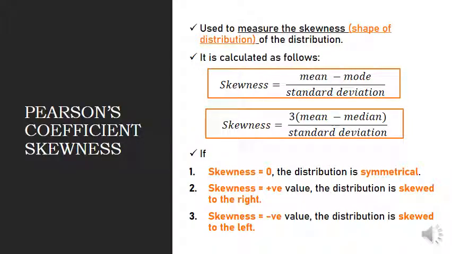So, Pearson coefficient of skewness is used to measure the skewness or shape of distribution, and it is calculated as follows. So, to determine the shape of distribution using PCS, okay? Pearson coefficient of skewness has 2 formulas. And both formulas are given in the exam.